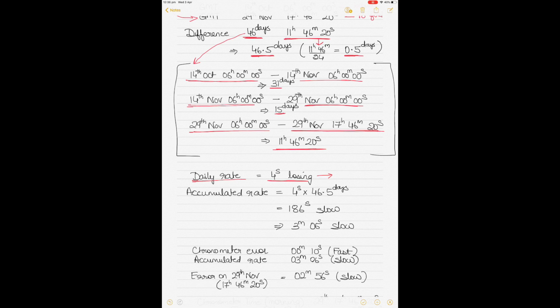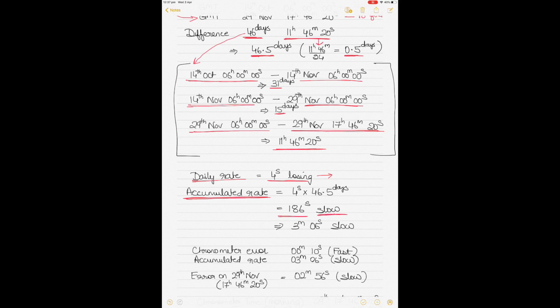So although it's 0 minutes 10 seconds fast, because I'm losing 4 seconds, the rate of fastness is being lost. So if I'm losing 4 seconds per day, the accumulated rate in 46.5 days is 4 by 46.5. So 4 seconds multiplied by 46.5 days, which is about 186 seconds, and that is slow.